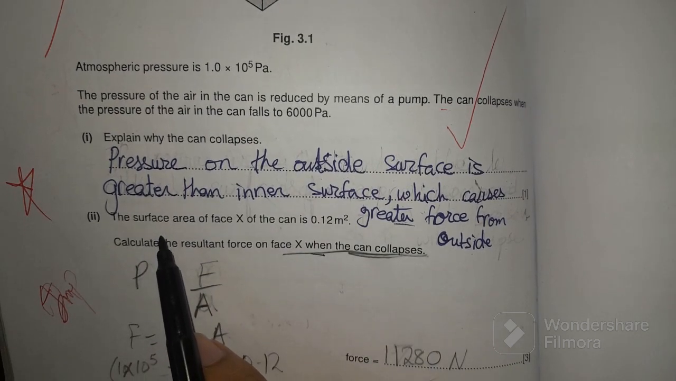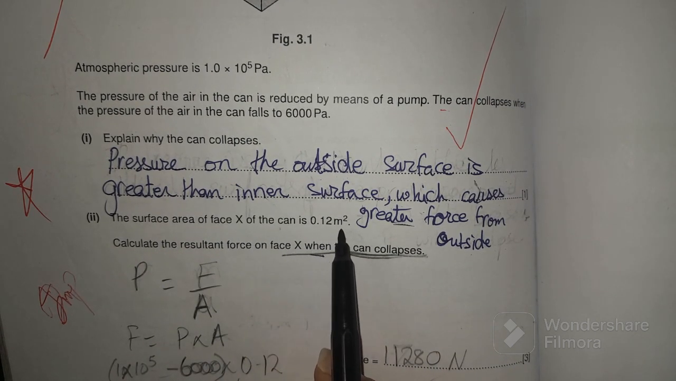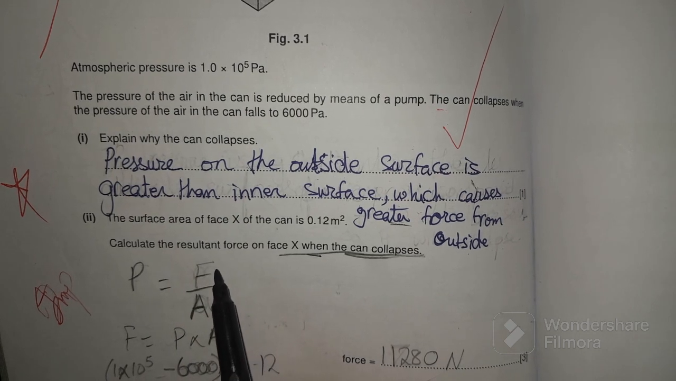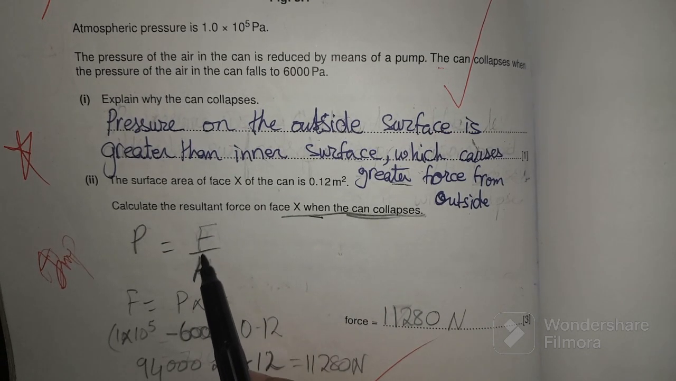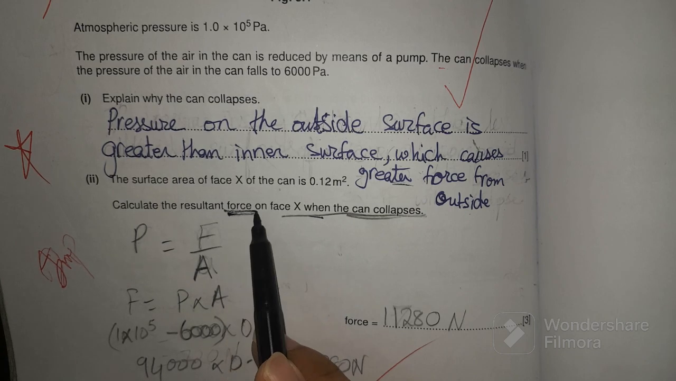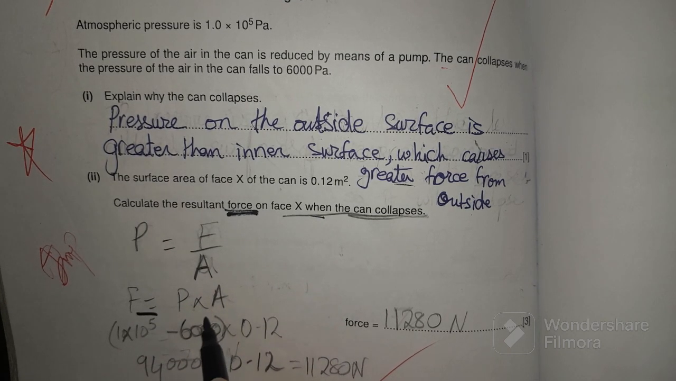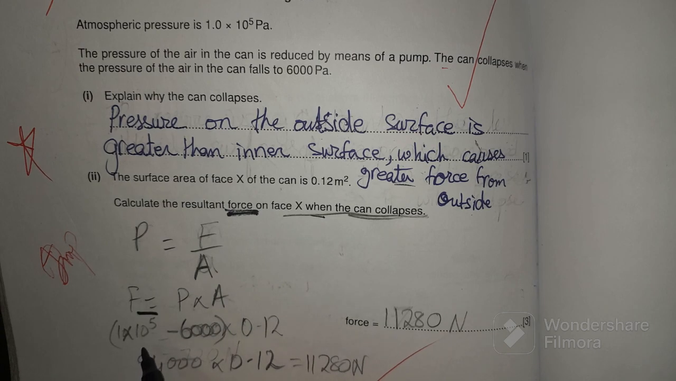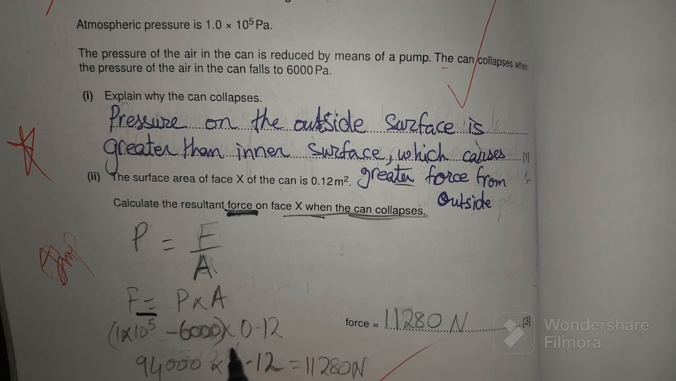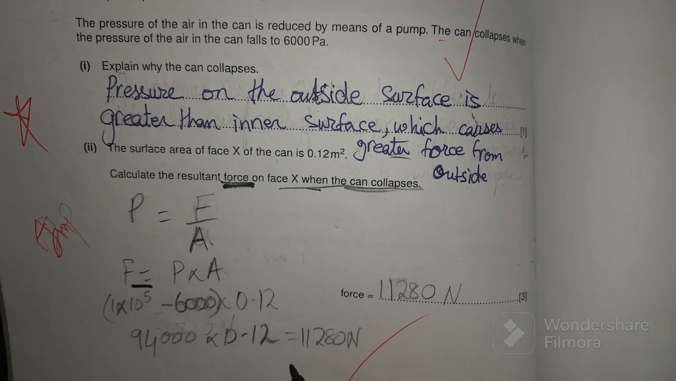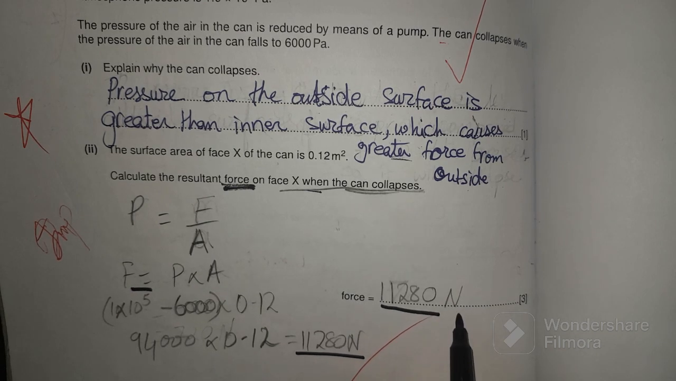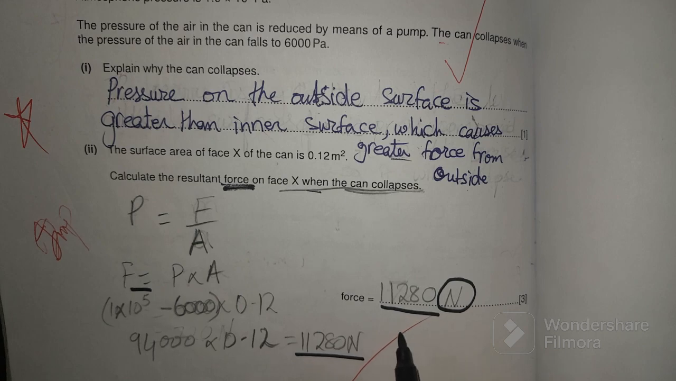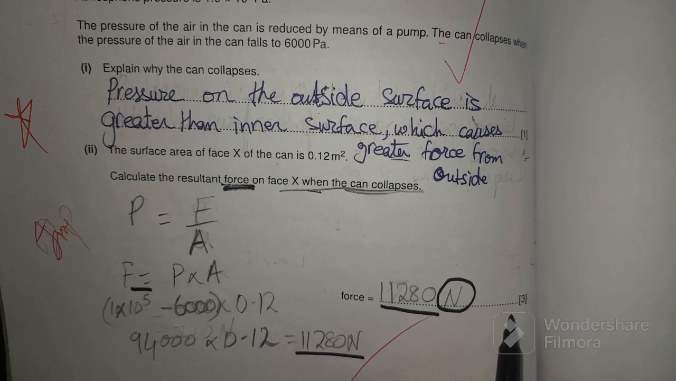Part 2 states the surface area of face X of the can is 0.12 meters squared. Calculate the resultant force on face X when the can collapses. So pressure is equal to force divided by area. We have to calculate the resultant force, F. So F is equal to P times A, pressure times area. So pressure is 1 multiplied by 10 to the power of 5 minus 6000 (10 to the power of 3 multiplied by 6), multiplied by 0.12, which is 11,280 newtons. So the resultant force on face X when the can collapses is 11,280 newtons. It is important to write newtons so that you can get full marks in this question.